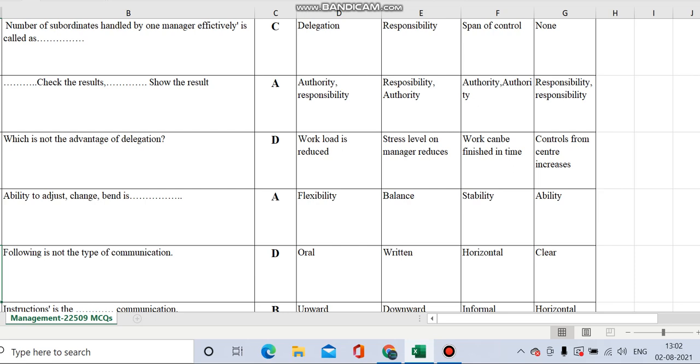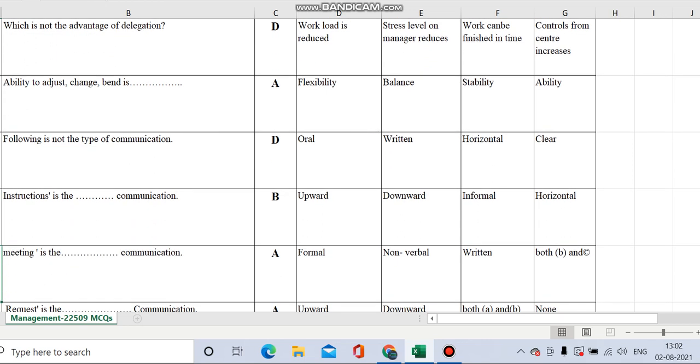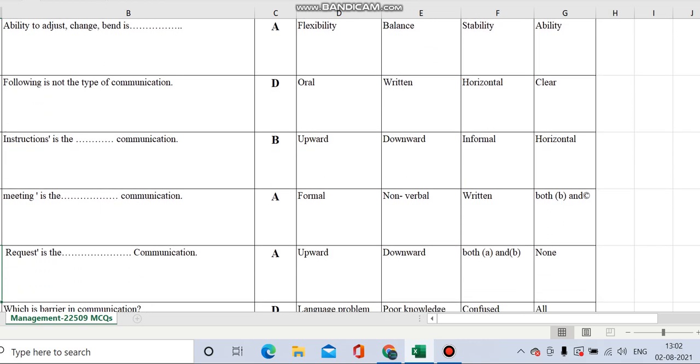Which is not the advantage of delegation? Control from the center increases. Ability to adjust, change and bend, it is called as flexibility. Following is not the type of communication. Clear, it is not the type of communication, while oral, written and horizontal, these are the types of communication.